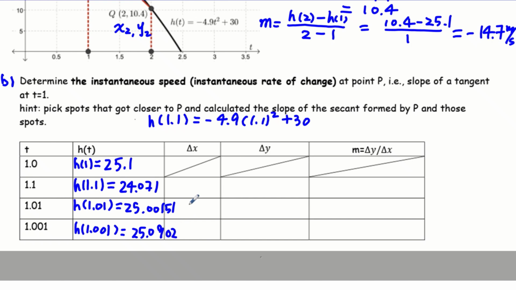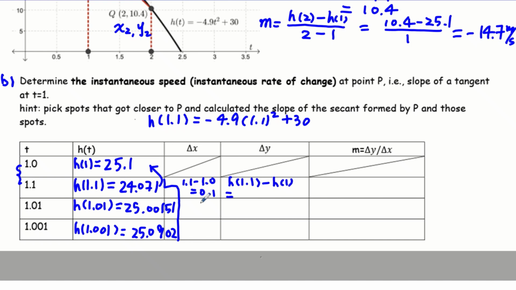25.0902. Then after that, we want to find the slope between the two points 1.0 and 1.1. So delta x, we are going to use x2 minus x1. 1.1 take away 1.0 gives us 0.1. And for the delta y, we are going to use h at 1.1 subtract h at 1. So h at 1.1 take away h at 1.